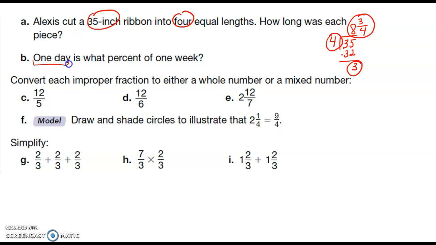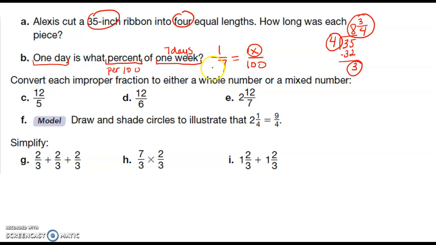One day is what percent, or per hundred, of 1 week? So 1 week has 7 days. So I'm going to set this up as a proportion. We're not really to proportions just yet, but what I know is I'm trying to find, if 1 out of 7, I'm trying to find the percent. So percent is per 100, and I don't know what this top number is.